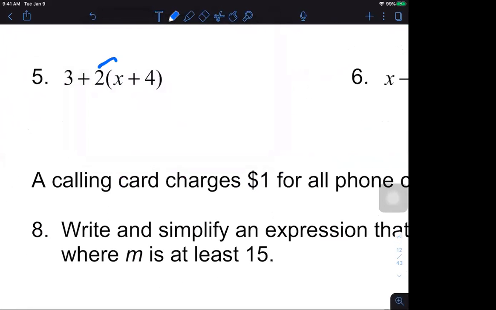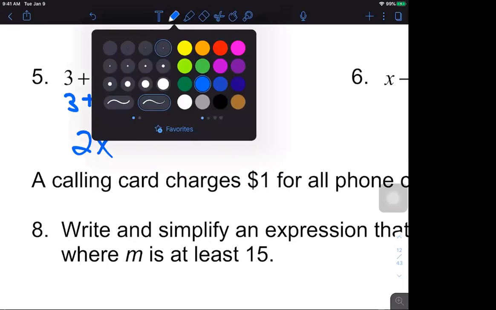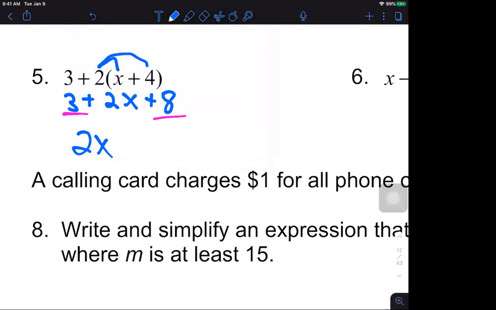What we want to do first is distribute the 2. 3 plus 2x. 2 times 4 gives us 8. Now we're going to combine our like terms. We start with the variables first. We'll bring down the 2x. We can combine the 3 and the 8. 3 plus 8, 11. And make sure you guys are showing work for this. I know it's just minimal work, but just like the work I showed there, make sure you get full credit on homework, tests, and quizzes.